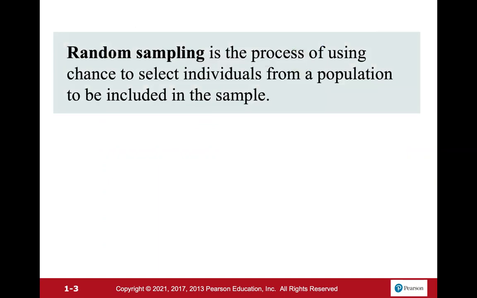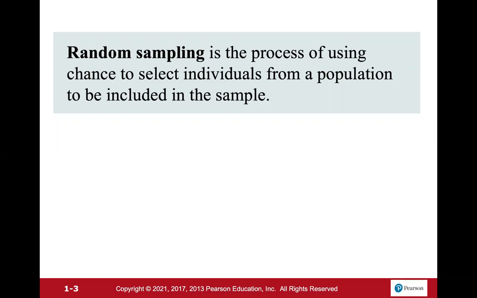A random sample is a process of using chance to select individuals from a population to be included in the sample. So let's pretend that we're all sitting in class and I write everyone's name on a little piece of paper and put it in a hat. Us shaking the hat and randomly pulling different pieces of paper to reveal individual students. That would be considered random sampling because everyone now has an equally likely chance of being selected.